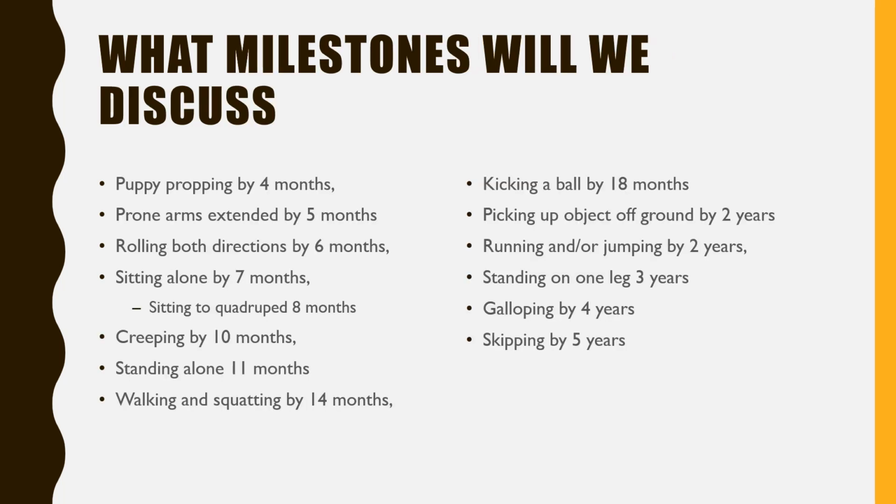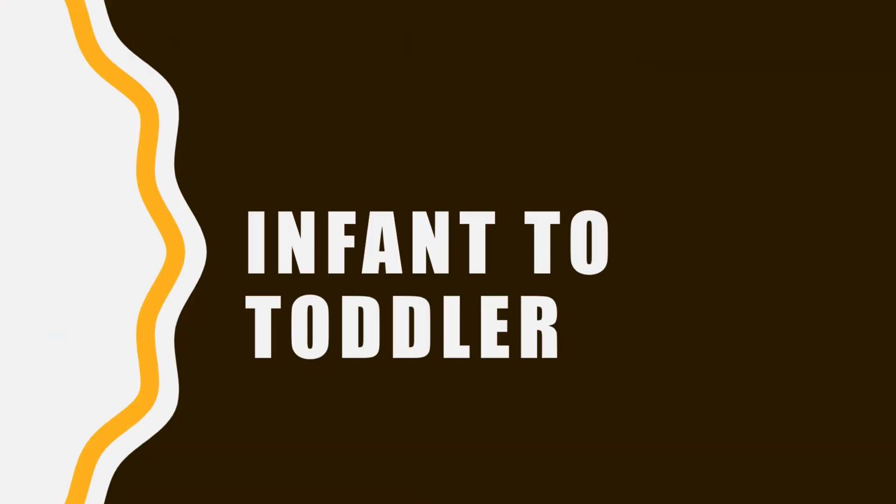And so what we're going to discuss today are some basic physical milestones that infants and toddlers should be able to perform as they're developing and growing. I have here a list of the months by which these infants should be able to perform these activities. And we're going to go through each of these more specifically so that you can have a better understanding. So first off, we're going to talk about the infant to the toddler age group.